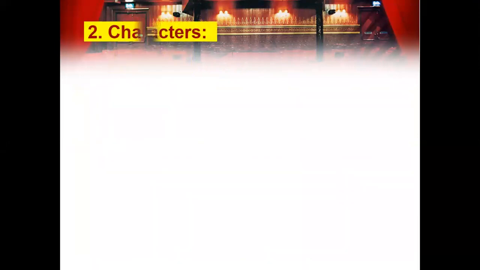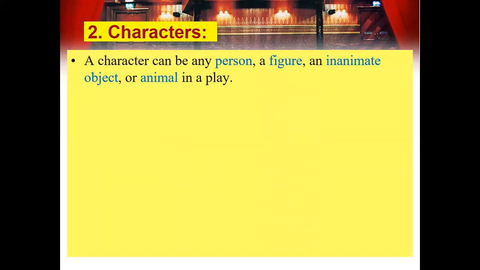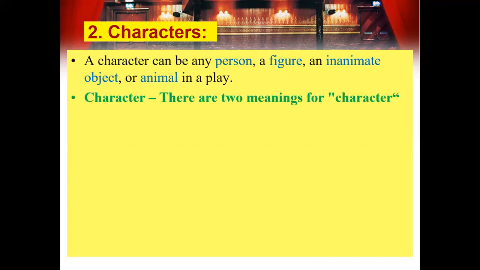The second element is characters. So a character can be a person, a figure, an animate object, or animal in the play. So mostly the characters can be one of those types. So let us discuss the definition of character.